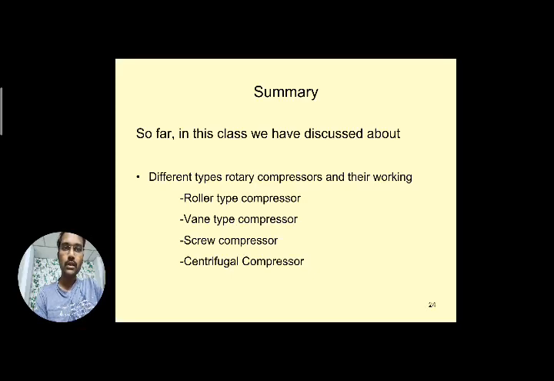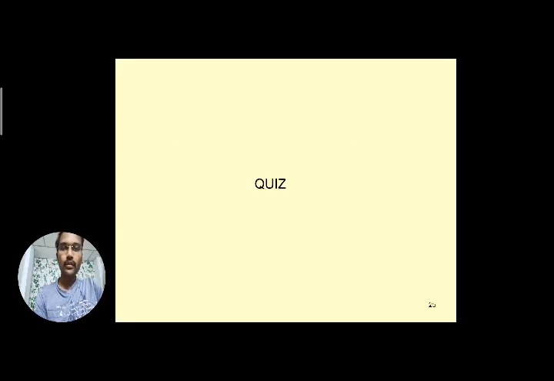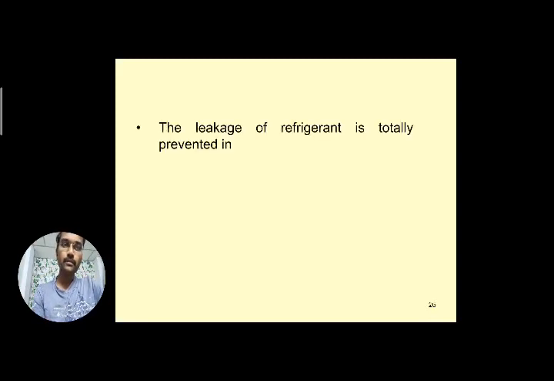Next we will go into the quiz, to check how much you have understood. You can solve from this quiz. Let us look at some simple questions. Here: the leakage of refrigerant is totally prevented in. This point was discussed in the previous video class. Complete leakage prevention, we have seen in different types of compressors depending on how they are constructed, or how the electric motor and the components are placed: open type compressors, semi hermetic compressors, and hermetic compressors.